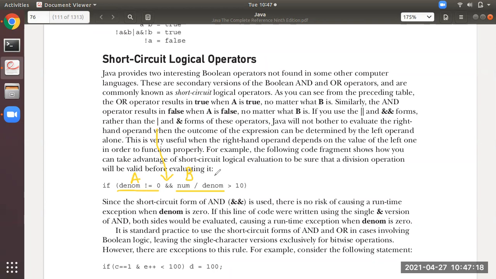Now, suppose over here we have OR. What is the purpose of OR over here? Suppose A is true, it will not check whether B is false. Why? Because in OR, if any of the statements is true, the output will be true. So if A is true, no matter whether B is false or whatever it is, the output is true. This is the use of short circuit AND and short circuit OR. I hope you all have understood this.